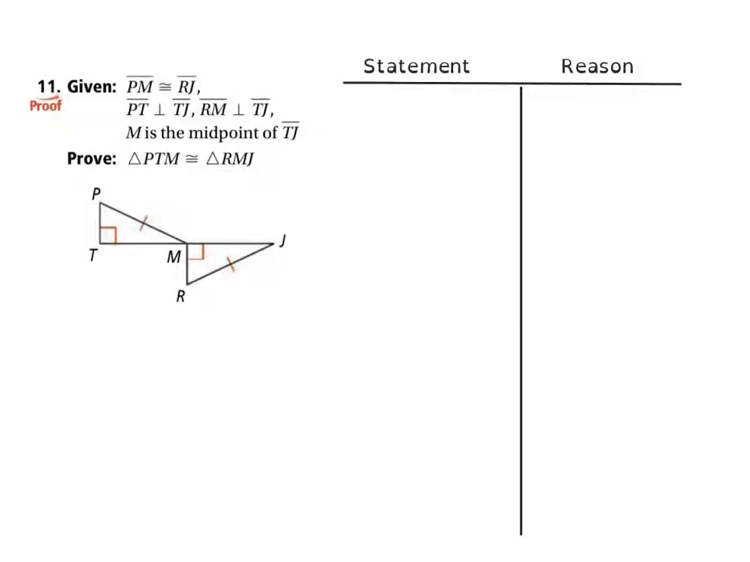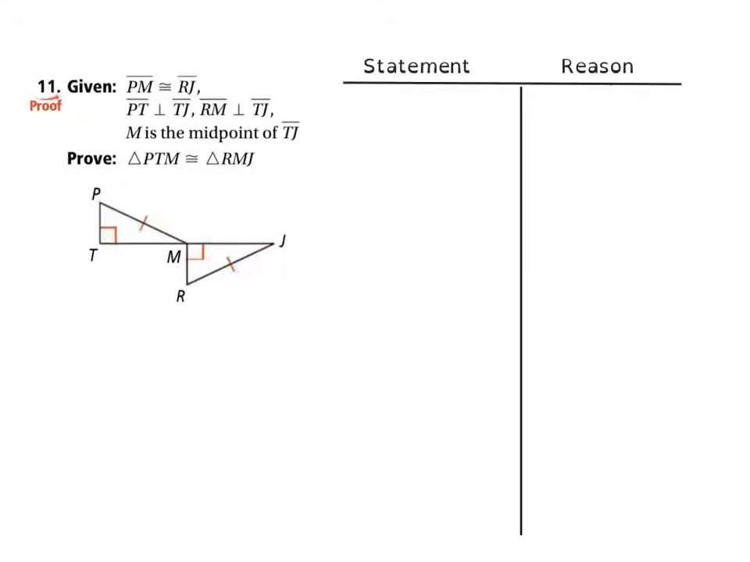Okay, let's write this out as a two-column proof. What's given to us is that PM, I'm going to highlight this as I go, PM, this hypotenuse here, is congruent to RJ, the hypotenuse on that one. It's given to us that the side PT is perpendicular to side TJ, the side going all the way across. RM is also perpendicular to TJ, and M is the midpoint of TJ.